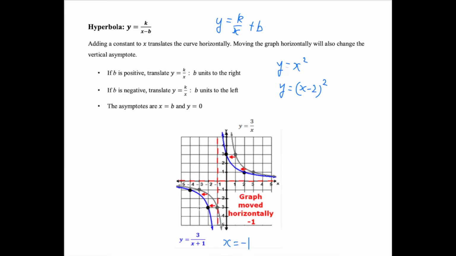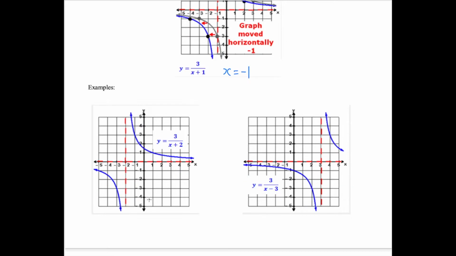Okay. Now, because these hyperbolas are only shifted to the left or right, there's no change to the horizontal asymptote. Just like how in the previous example, because they were shifted up or down, there's no change in the vertical asymptote. Okay. So here are some more examples.